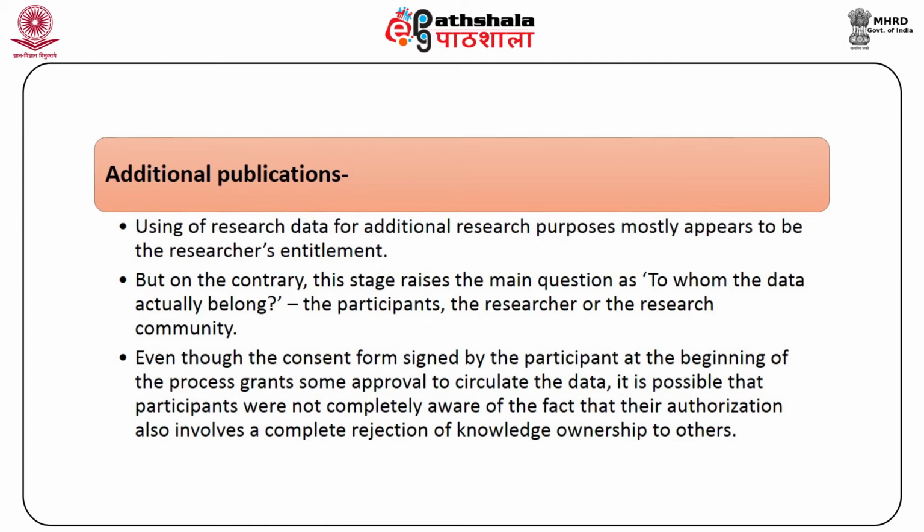Additional publications. Using the research data for additional research purposes mostly appears to be the researcher's entitlement. But on the contrary, this stage raises the main question as to whom the data actually belong: the participant, the researcher, or the research community. Even though the consent form signed by the participant at the beginning of the process grants some approval to circulate the data, it is possible that participants were not completely aware of the fact that their authorization also involves a complete rejection of knowledge ownership to others.